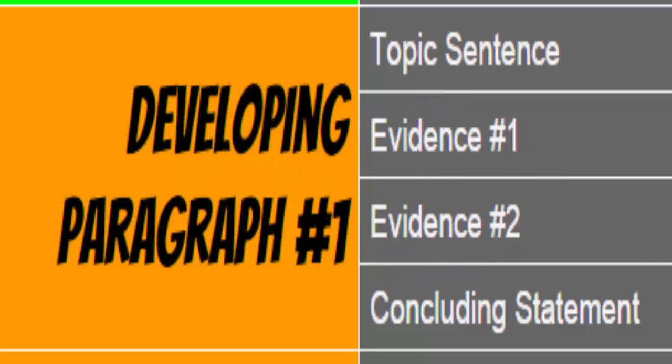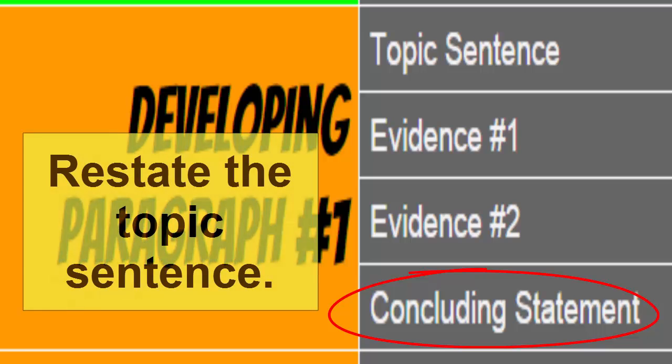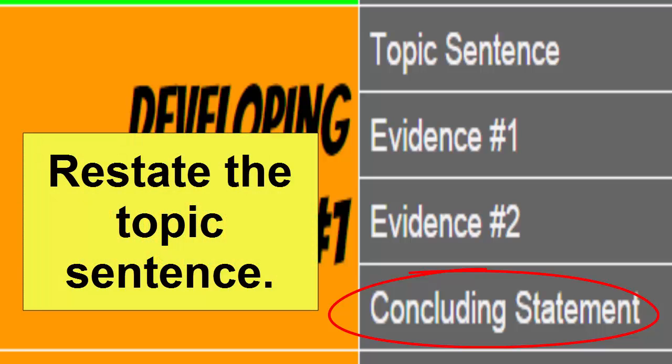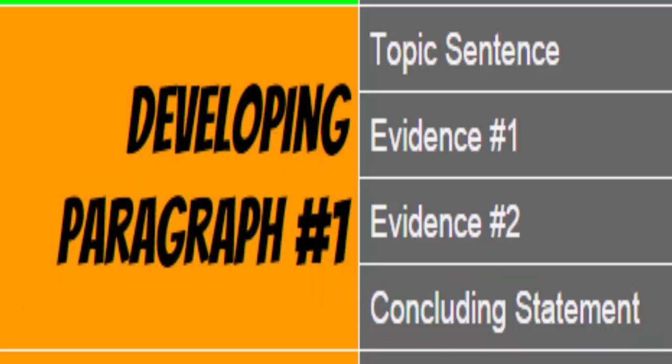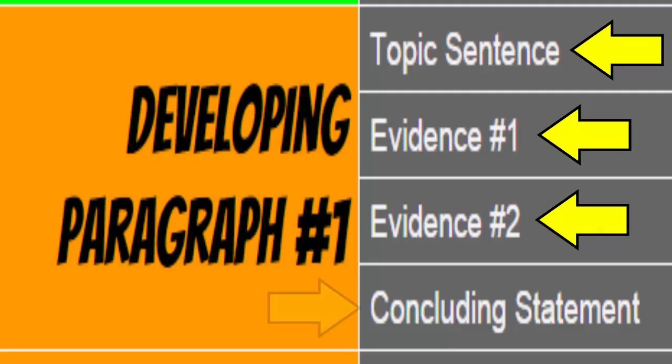Finally, you must conclude the developing paragraph with a concluding statement. The concluding statement is very simple. It should simply restate the topic sentence. Just as a literary analysis essay itself includes an introduction and a conclusion, your developing paragraph presents a topic sentence and a concluding statement. So, the developing paragraph moves from topic sentence to evidence to evidence to concluding statement.